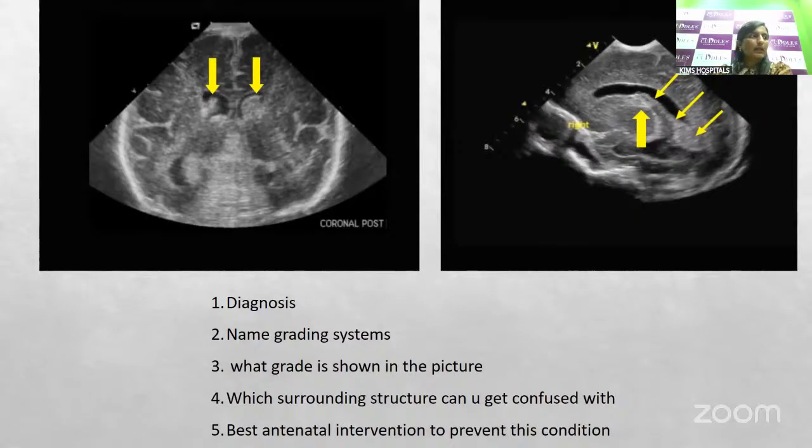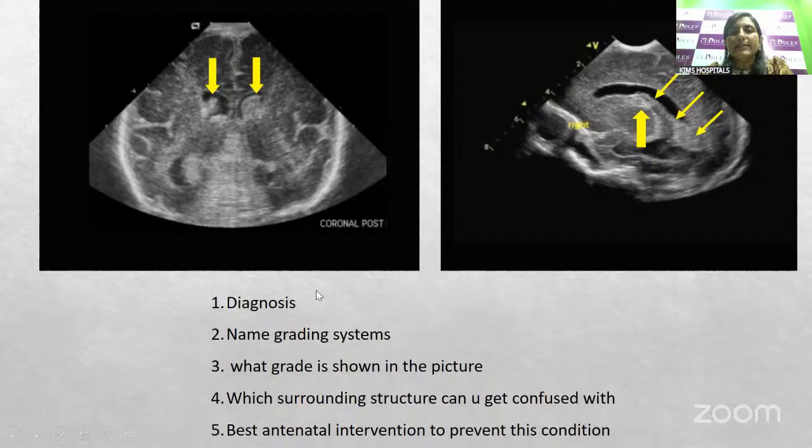So next, let's go to the next question. We'll usually be asked to identify the views and then the diagnosis. So can anyone tell what is the diagnosis? The diagnosis is IVH, intraventricular hemorrhage. Since there is no dilatation and since it is more than 10%, this falls into grade 2 of IVH.